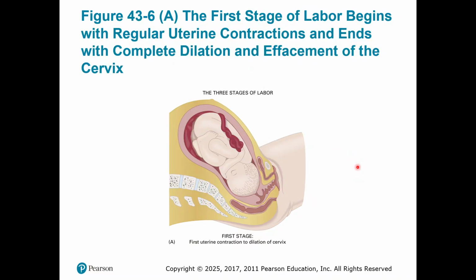And so we have a diagram showing the first stage of labor begins with those regular uterine contractions and ends with the complete dilation of the cervix, and this is stage 1.